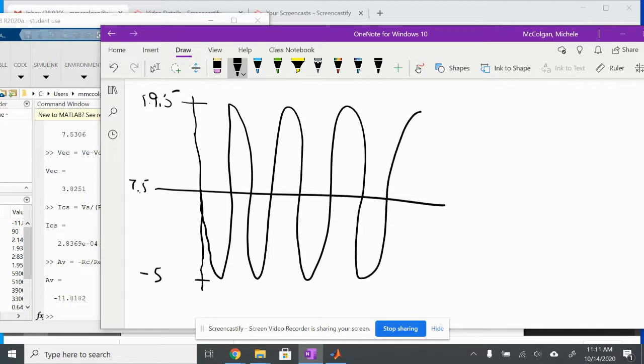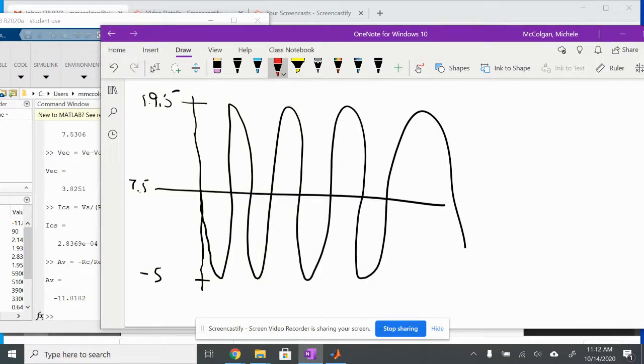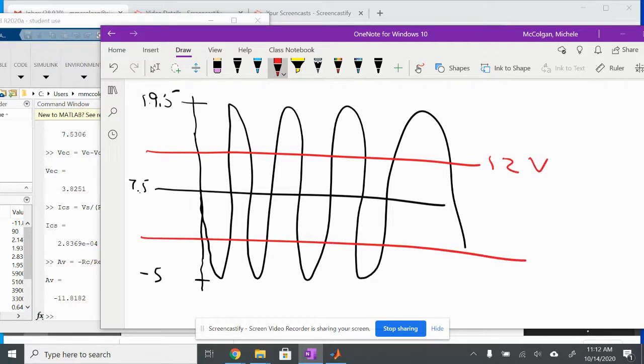But my circuit can only handle a range, say this is 12 volts and this is 0 volts. So I'm only going to get the signal that's inside of here. So I'm clipping my signal above and below. So my whole signal doesn't pass through. So what I would need to do is think about the maximum signal that I could actually input into my circuit.